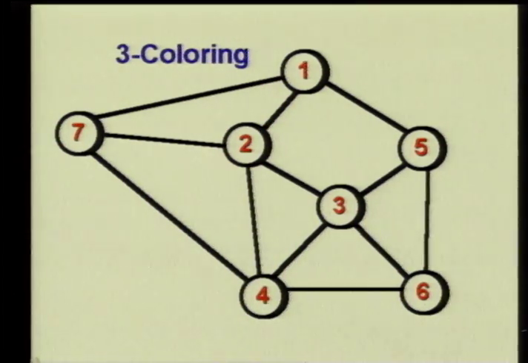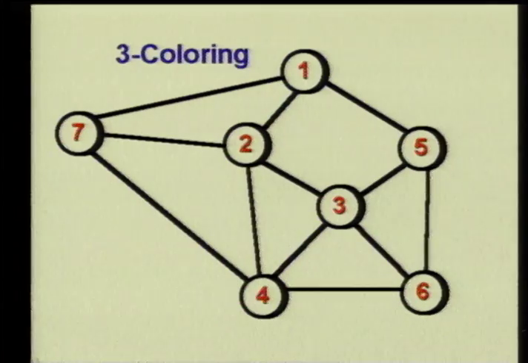A graph is said to be three-colorable if we can color each of its vertices with one of the three colors, red, green, and blue, in such a way that no two adjacent vertices are assigned the same color. It turns out that this graph isn't three-colorable. We can trace through a chain of reasoning that will determine this.